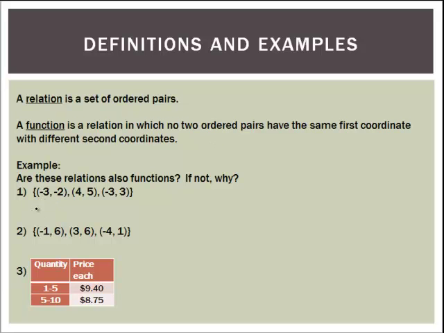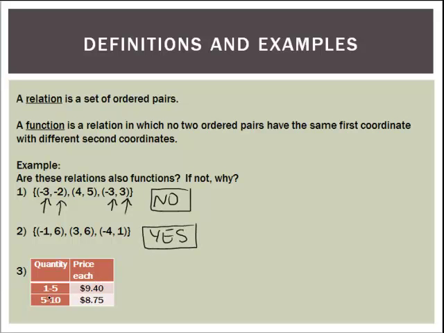So look at this first example again. Would this be a function? Well, we know it's a relation. We just talked about that. But if you look at this one right here, in the x's spot, we have two negative 3's. It would be okay if their y's were also the same, but their y's are different. So in this example, the negative 3's repeat with different y's, so this is not a function. How about example 2? Would this one be a function? Our x's are -1, 3, -4. All of our x's are different, so yes, this one is a function.